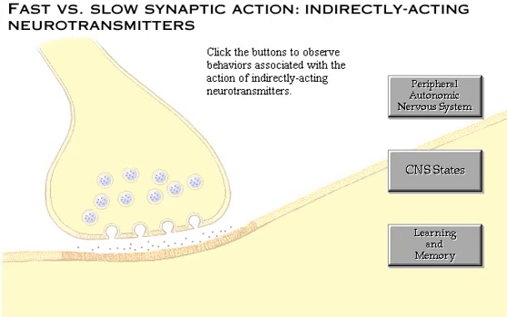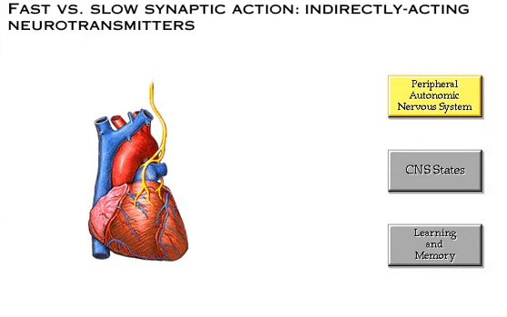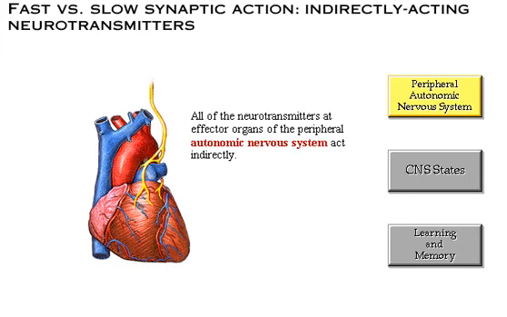Click the buttons to observe behaviors associated with the action of indirectly acting neurotransmitters. All of the neurotransmitters at effector organs of the peripheral autonomic nervous system act indirectly.